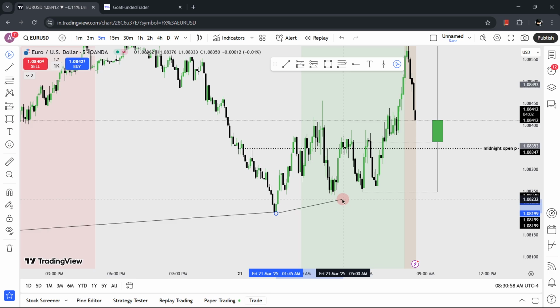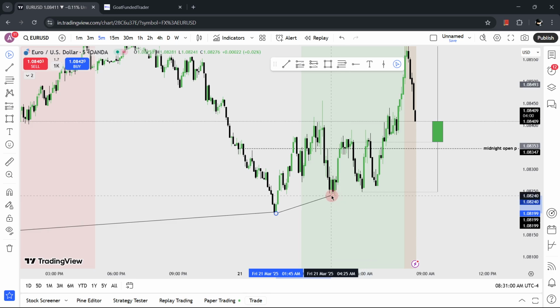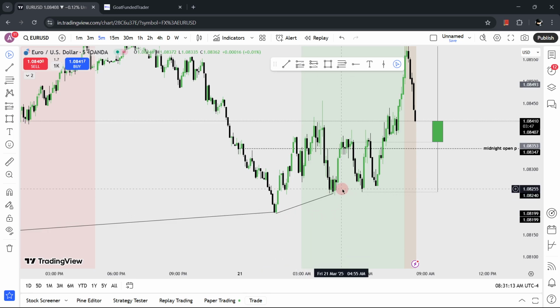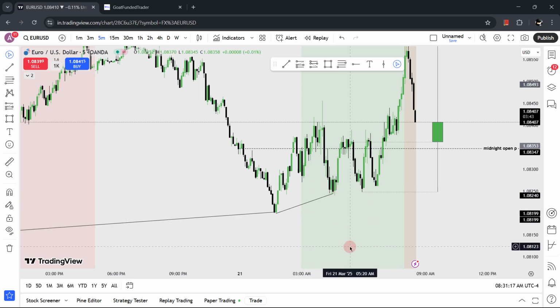And again, our EU was not able to take out that low. That is indicating it doesn't want to go lower again. EU was not able to take out this low, but GBP took out this low.